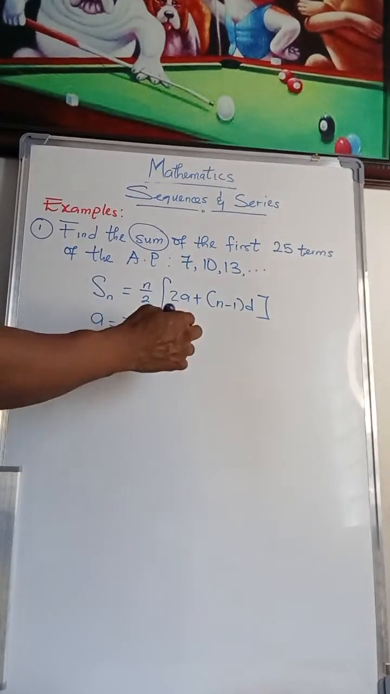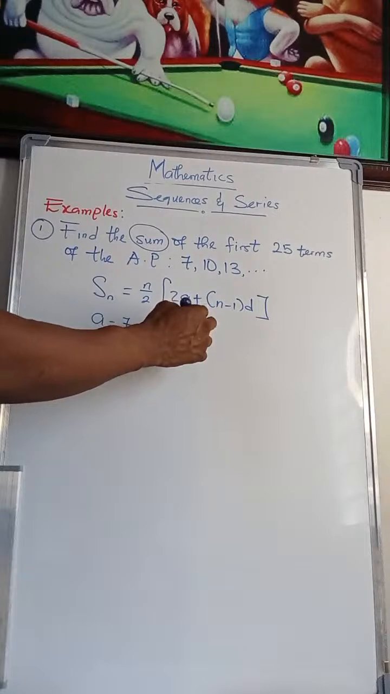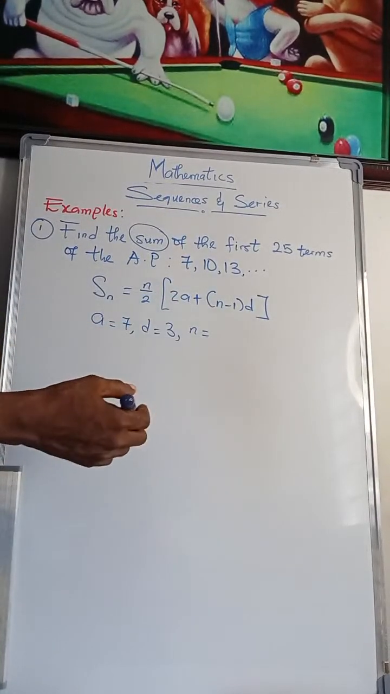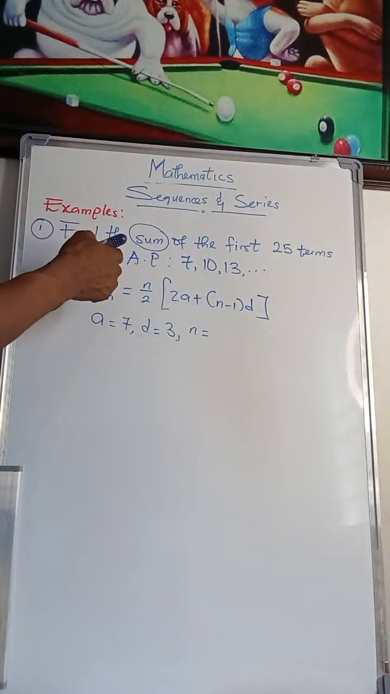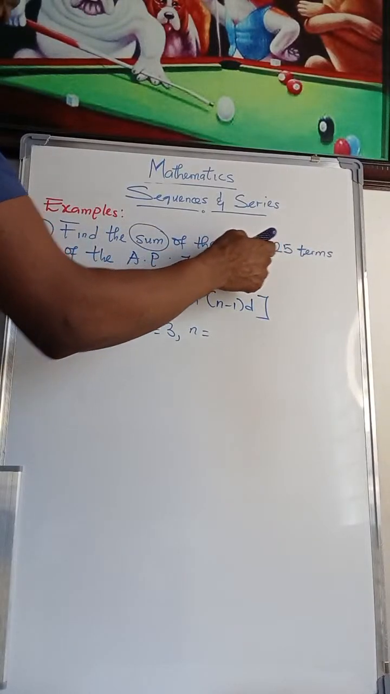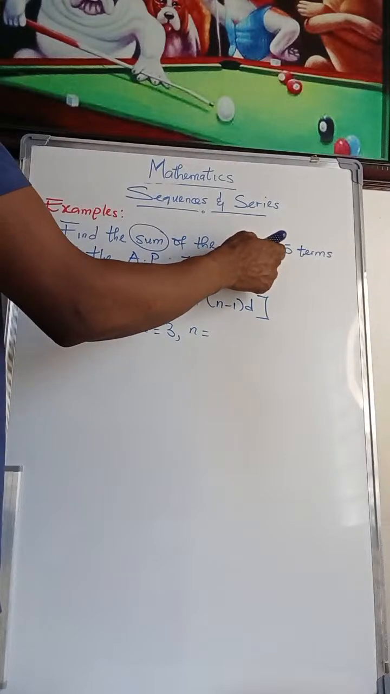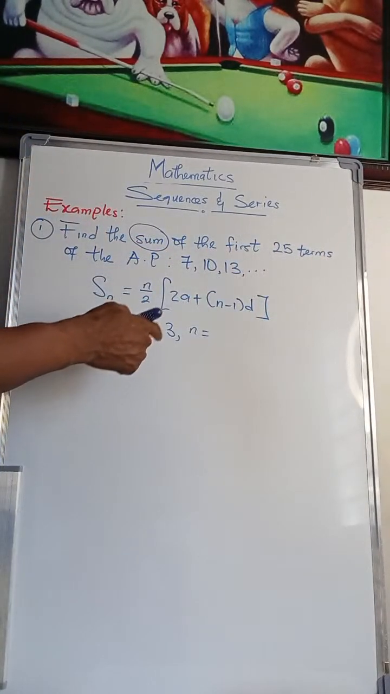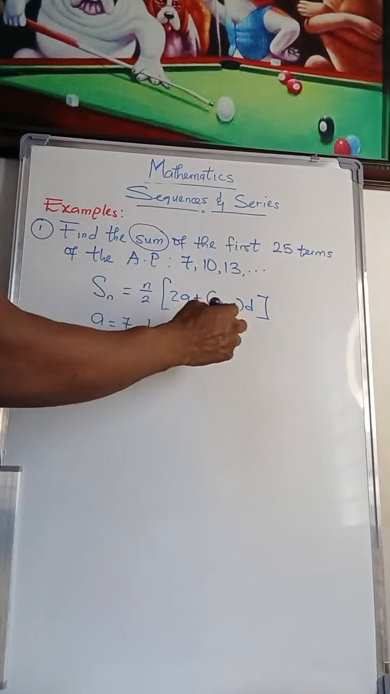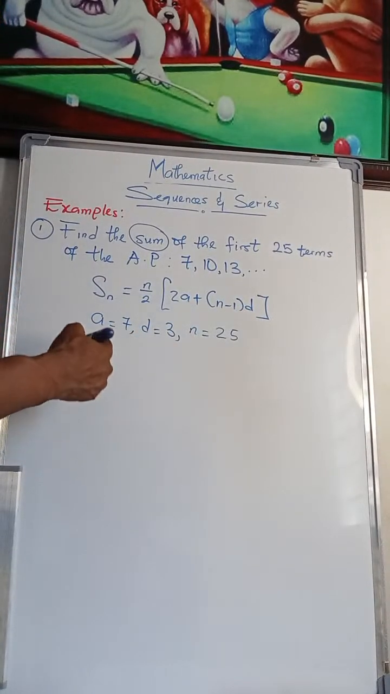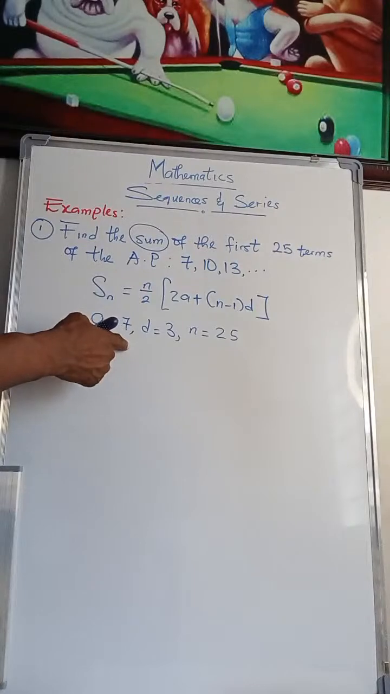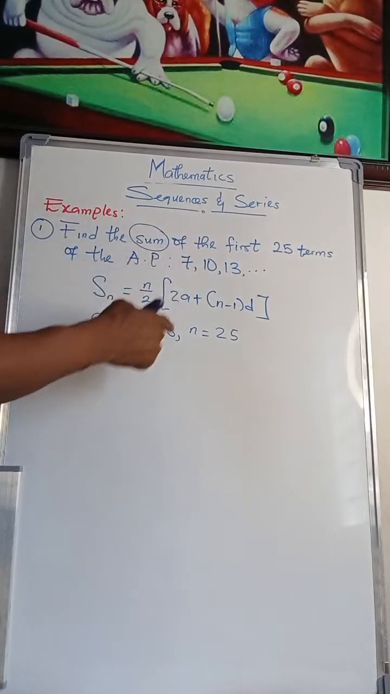All right, and then what else do we need? We need our n. If you check the question, we have to find the sum of the first 25 terms. So it means our n is 25. Okay, so our n is 25. Then we have everything we need to find the sum of the first 25 terms.